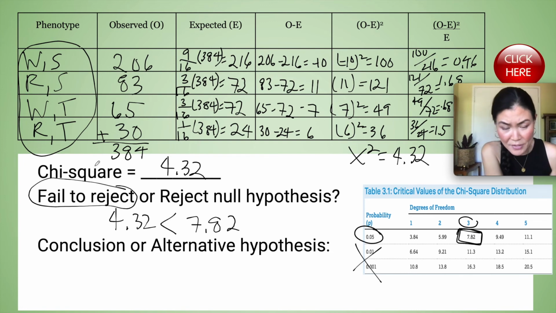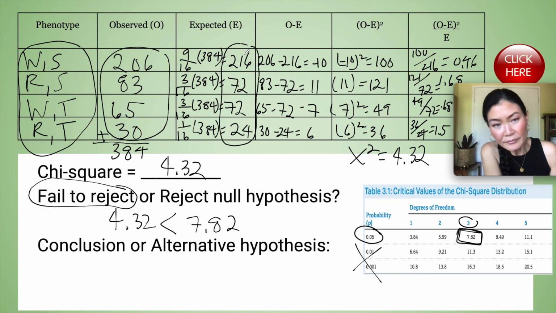That means our null hypothesis is acceptable. It's acceptable that the observed data, 206, 83, 65, 30, is not far off from the expected data. Our observed data is not far off from our expected data, so we're good, our hypothesis is good. Our conclusion is that what we observed is not far from the expected, that the white is dominant over the red, and the short is dominant to the tall.